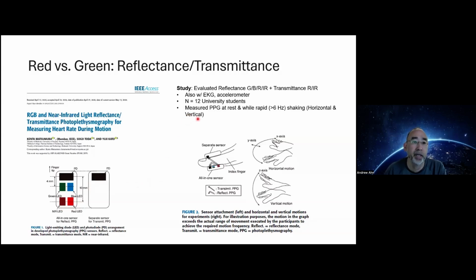And what this study did was they recruited 12 university students, and they acquired PPG data along with EKG and accelerometer data. And they measured PPG at rest, and also while they were doing a rapid shaking, both horizontally, just like this, and also vertically like that.